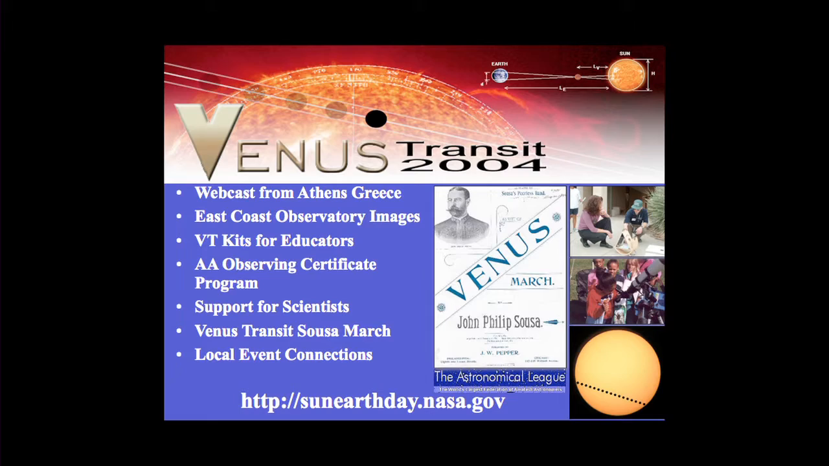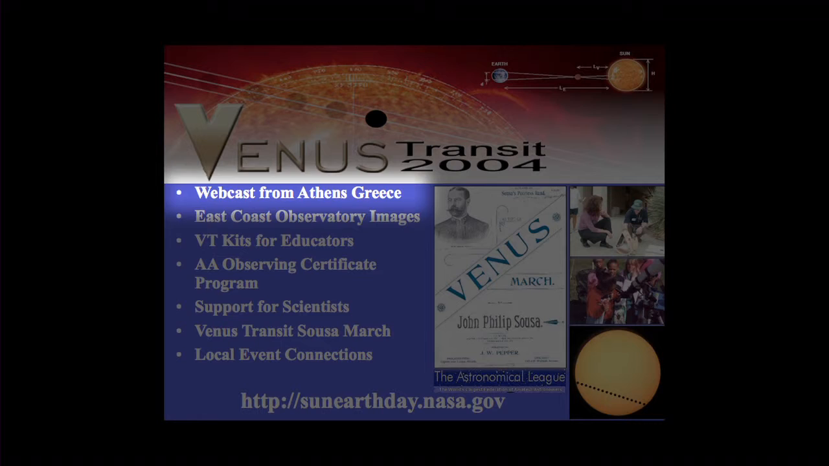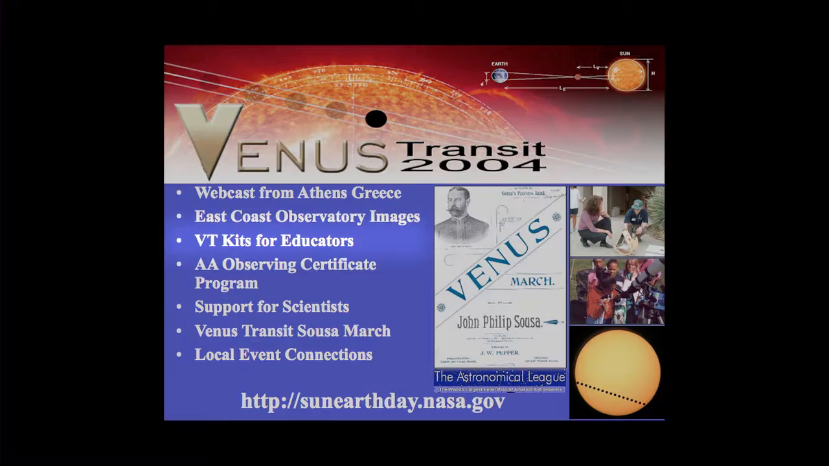We had a live webcast from Athens, Greece. We had a series of about 10 observatories from Nova Scotia down to Brazil, taking pictures of the transit so that amateur astronomers could review that and calculate the parallax angle. We developed a series of Venus transit kits with contributions from NASA Planetary Science, Astrophysics, and Heliophysics missions and sent it out to about 30,000 educators. We had an amateur astronomer observing certificate program where we challenged them: take these images, calculate the parallax, derive a distance to the Sun, and also, if possible, detect the Venusian atmosphere.